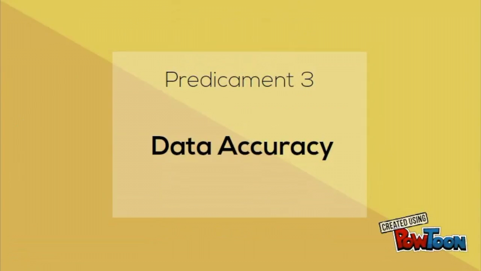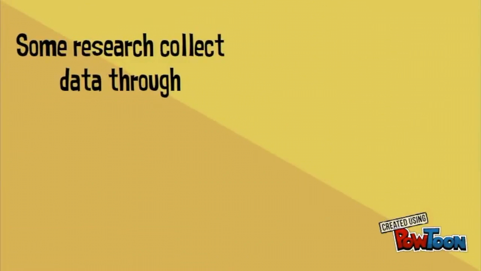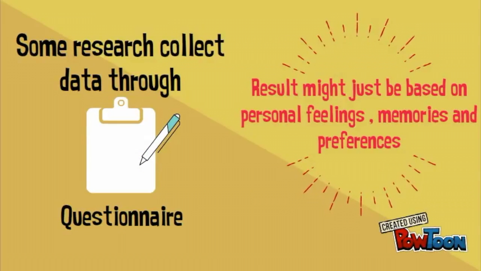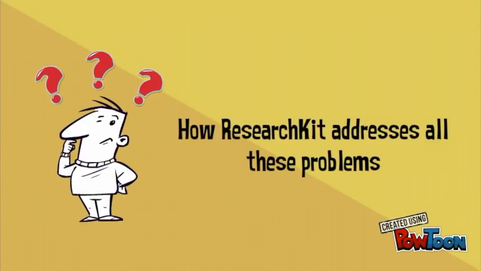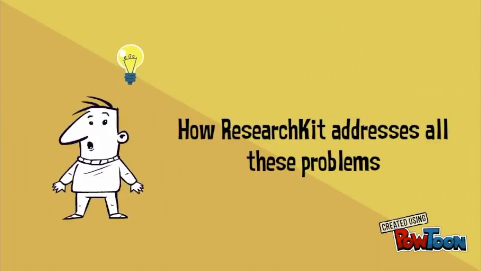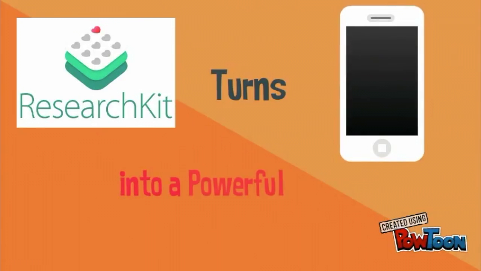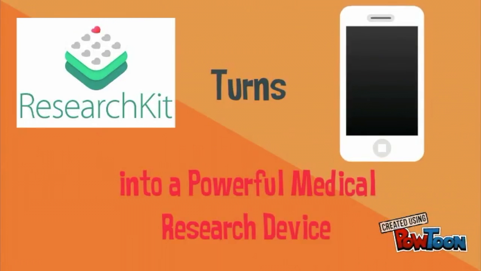Problem 3: Data accuracy. Some research collects data from volunteers using questionnaires, such as the exercise amount and daily intake of food. Yet, the data might be based on their memories, which can be biased. So, how does ResearchKit address all these problems? ResearchKit turns iPhone into a powerful medical research device.